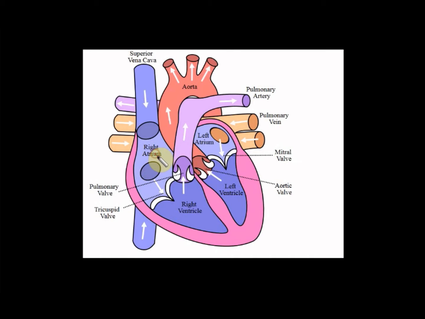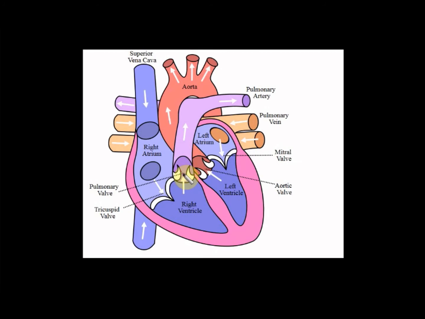At this point, your blood is unoxygenated. The oxygen has already been used up by the rest of your body. So from the right atrium, the blood will be pushed to the right ventricle through the tricuspid valve, which is right here. And from the right ventricle, your blood will be pushed into your pulmonary artery, which is right here, through the pulmonary valve, which is right there.